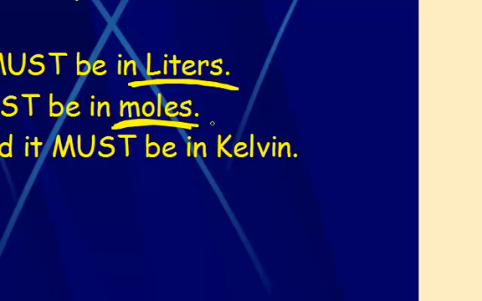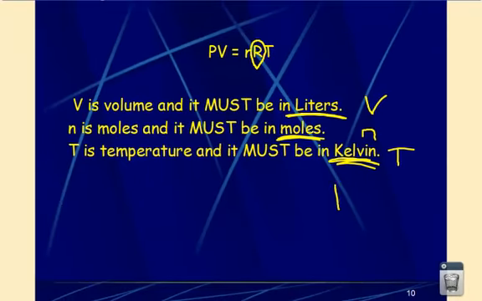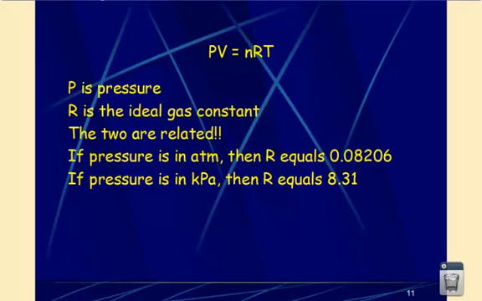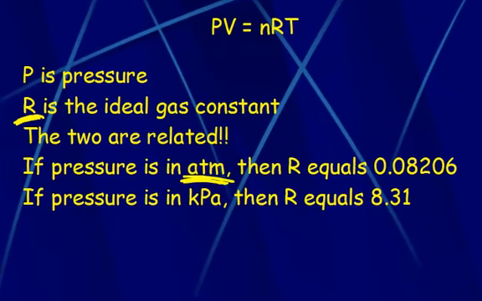Moles obviously has to be in moles. Temperature, just like before, has to be in Kelvin. So that takes care of V, that takes care of n and T. So the one that's left is P, the pressure. And the pressure units depend on the ideal gas constant's units, R. If you put the pressure in atmospheres, then this is the value for R, 0.08206. So again, it's called the ideal gas constant. And if the pressure is in atmospheres, that's the value.